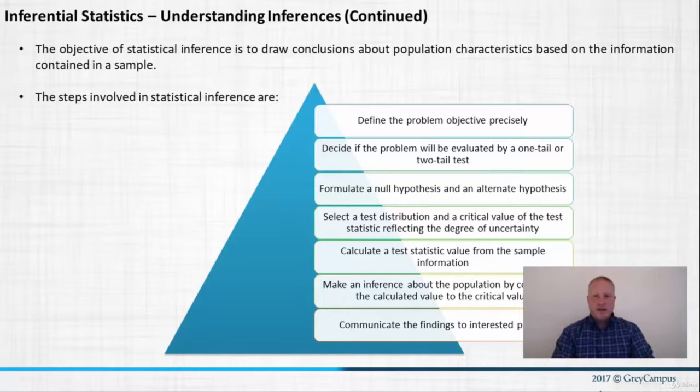We'll then formulate a null and alternative hypothesis. We'll set our critical values so we know what we measure it against. We'll calculate the test statistic. Then we can make inferences about that population based on that statistical calculation. The last thing is to communicate those inferences and findings with the appropriate people.